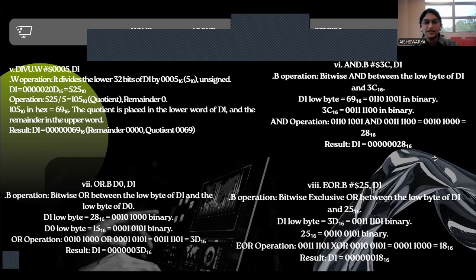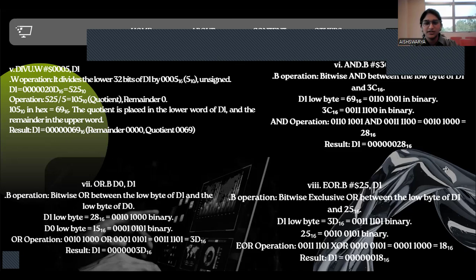Next, the seventh is AND.B #$3C, D1. B operation, bitwise AND between the low byte of D1 and 3C hex. D1 low byte equals 3D hex, which is 00111101 in binary, and the result is D1 equals 0000003C.